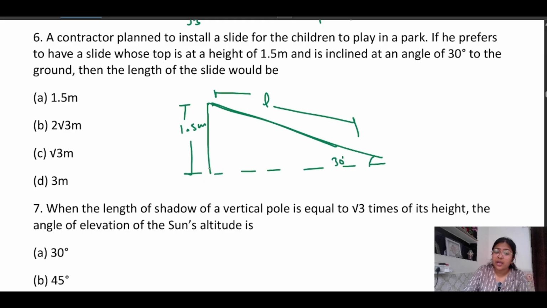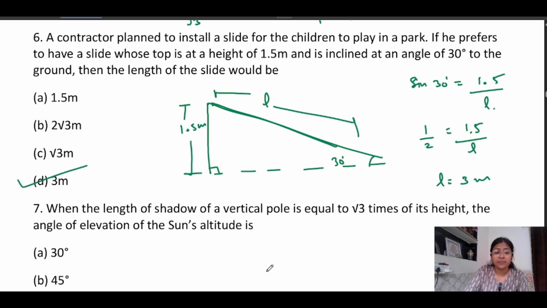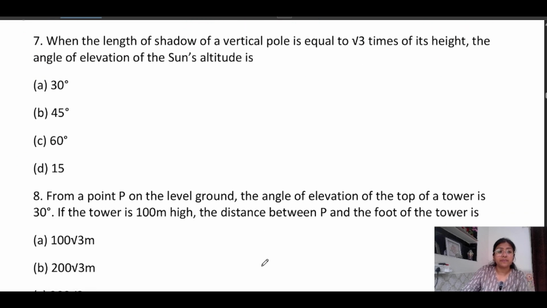इसमें हमें क्या निकालना है? हाइपोटेन्यूज लेंथ। ऐसा कौन सा रेशियो जिसमें हाइपोटेन्यूज और परपेंडिकुलर यूज हो? यस, sin 30 will be 1.5 over L. The value of sin 30 is half. So the length of the slide is 3 meter. The option number D. Okay, now try the next.